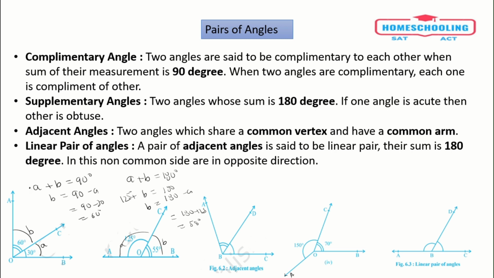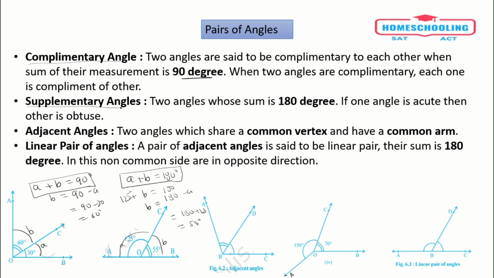So complementary angle, A plus B is equal to 90 degree, when the sum of two angles is 90 degree, and supplementary angle, the sum of two angles is 180 degree. Let's go to the definition now. Two angles are said to be complementary to each other when the sum of their measurements is 90 degree.